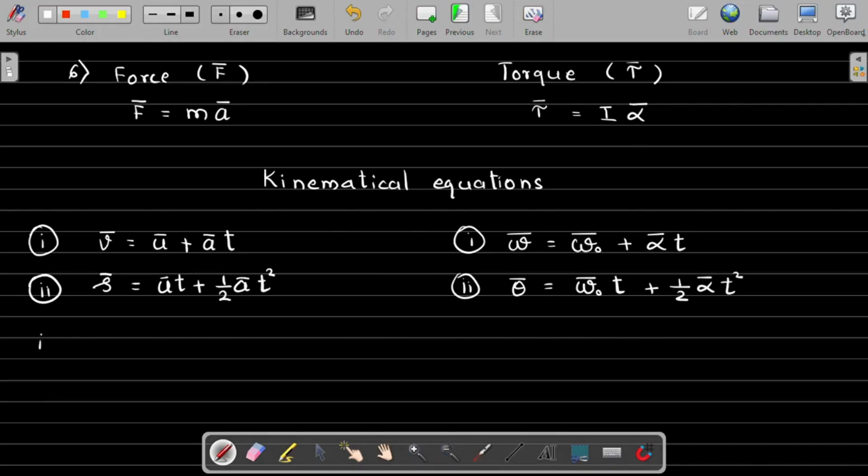And the third one, V square is equal to U square plus 2A S, and it goes in circular motion like omega square is equal to omega 0 square plus 2 alpha theta. Yes, noted? Now let's move ahead.